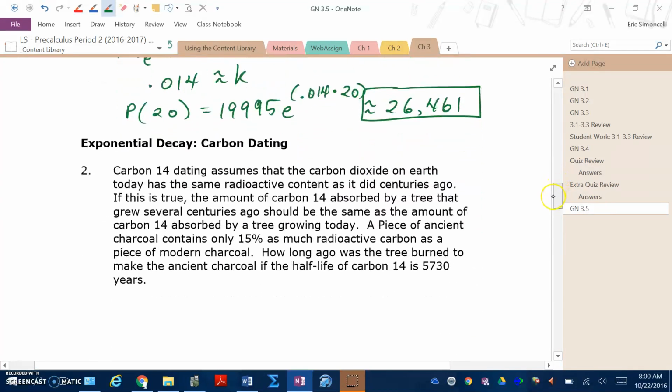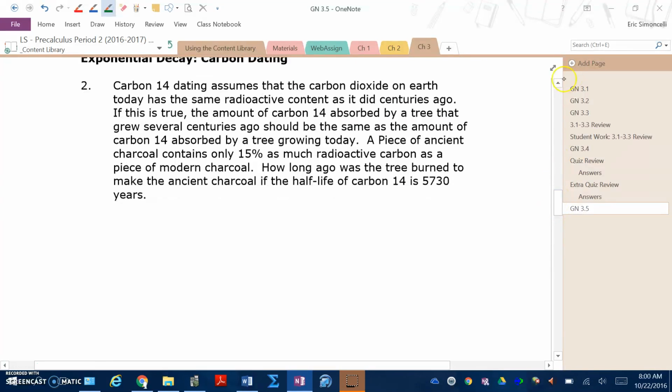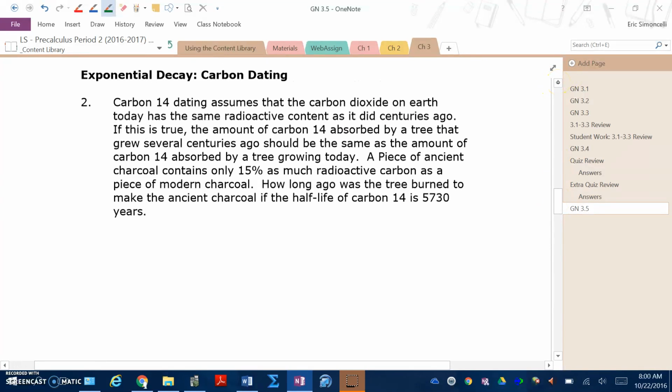Next question. Carbon dating. Carbon-14 dating assumes that the carbon dioxide on Earth today has the same radioactive content as it did centuries ago. If this is true, the amount of carbon-14 absorbed by a tree that grew several centuries ago should be the same as the amount of carbon-14 absorbed by a tree growing today. A piece of ancient charcoal contains only 15% as much radioactive carbon as a piece of modern charcoal. How long ago was the tree burned to make the ancient charcoal if the half-life of carbon-14 is 5,730 years?